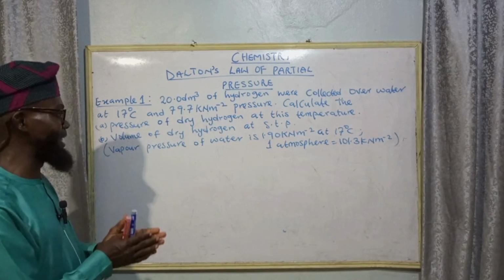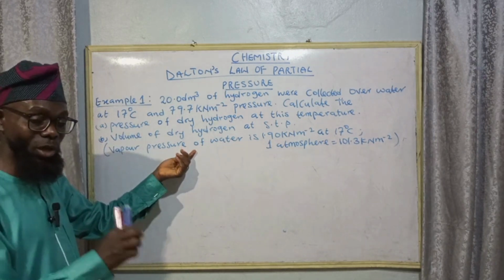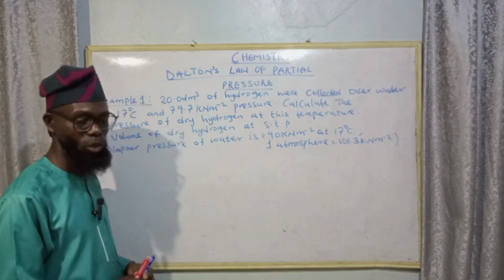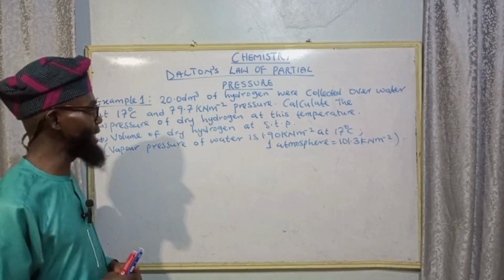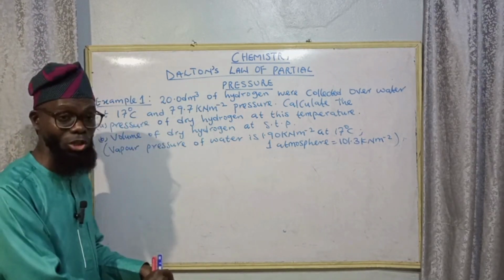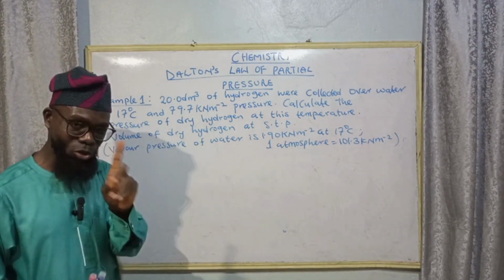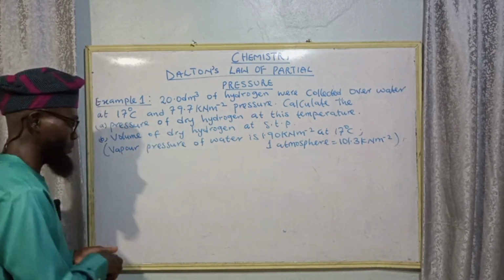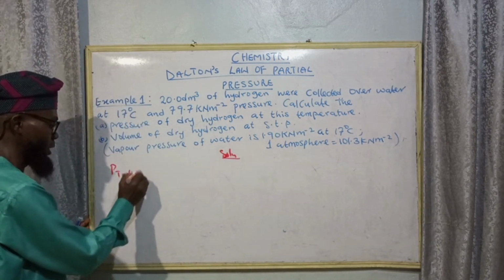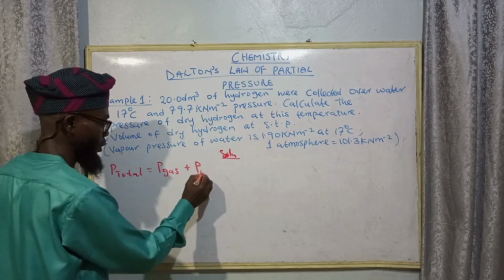But this hydrogen was collected over water, and the vapor pressure of water when it was collected over water is 1.90 kilonewton per meter square at 70 degrees Celsius. Meaning that this 79.7 kilonewton per meter square cannot be used as our pressure of hydrogen. Rather, we have to take away the vapor pressure according to Dalton's law that states that pressure P total is equal to pressure of gas plus pressure of water vapor.